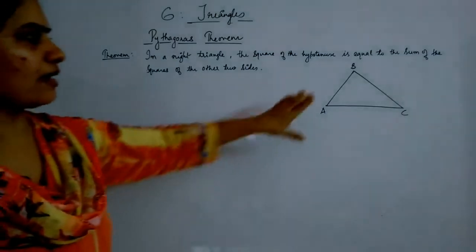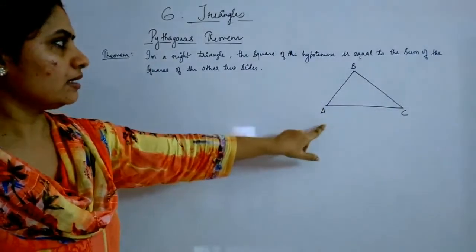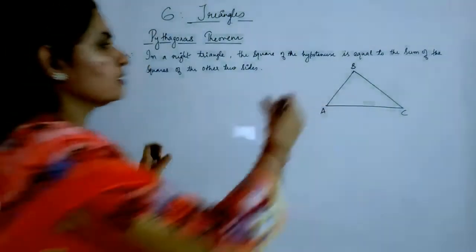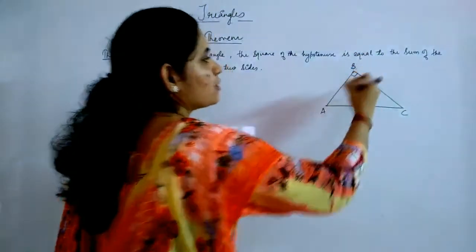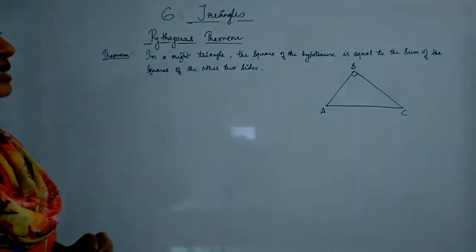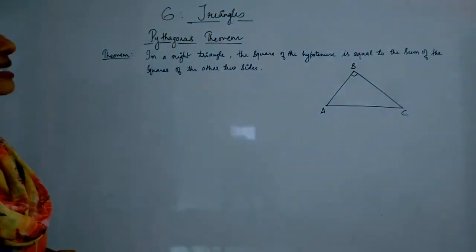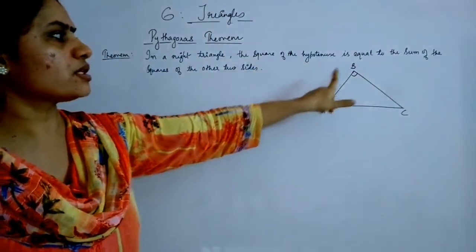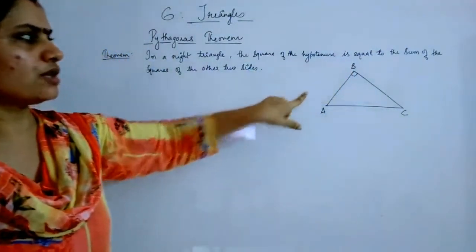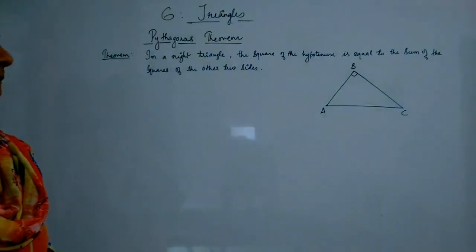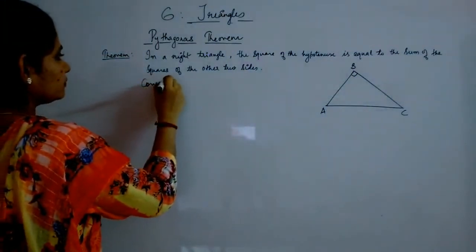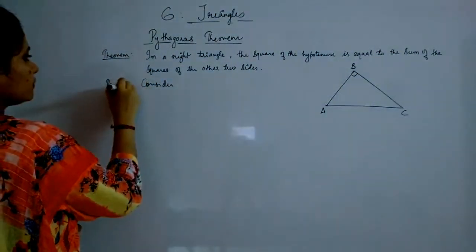That means if you have a triangle ABC, then the square of the hypotenuse is AC, because we are taking the right angle triangle at B. So AC is acting as the hypotenuse. So AC square, the square of the hypotenuse, is equal to the sum of the squares of the other two sides. That means it will be equal to AB square plus BC square. Okay, so we are just considering a triangle, which is your proof.